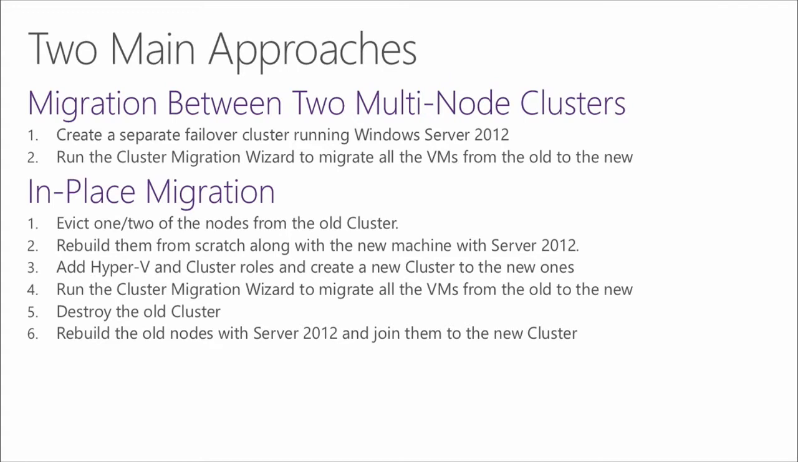Firstly, we can choose to do a migration between two multi-node clusters, and this is where we already have an established Windows Server 2008 R2 cluster in place, and it's running whatever roles it's running. Let's say it's running file server. We've got ourselves a clustered file server, a couple of nodes in there, working really nicely. And what we effectively want to do is just decommission that, and we don't want to go through all the pain and suffering of having to manually migrate everything.